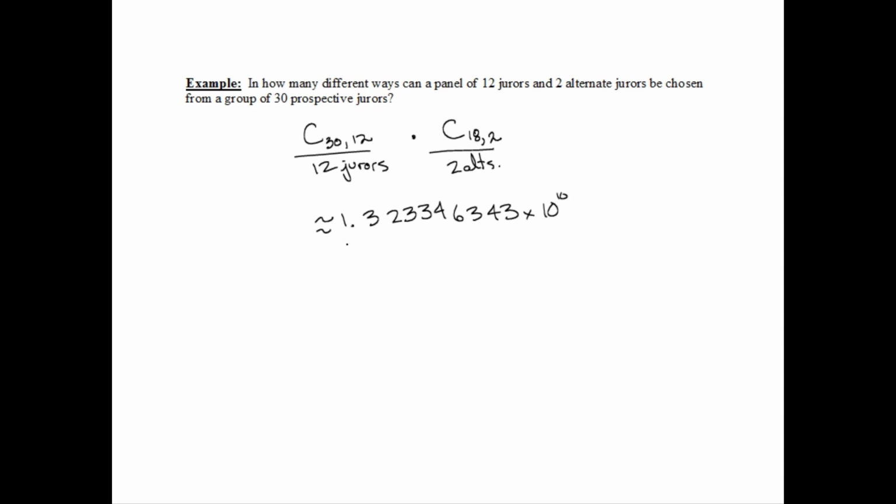So remember, when you're doing scientific notation, you can think of moving this decimal over by 10 slots. So 1, 2, 3, 1, 4, 5, 6, 7, 8, 9, and then one more. So 1, 3, 2, 3, 3, 4, 6, 3, 4, 3, and then one more.